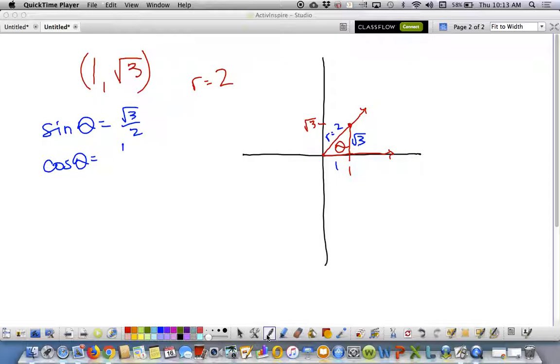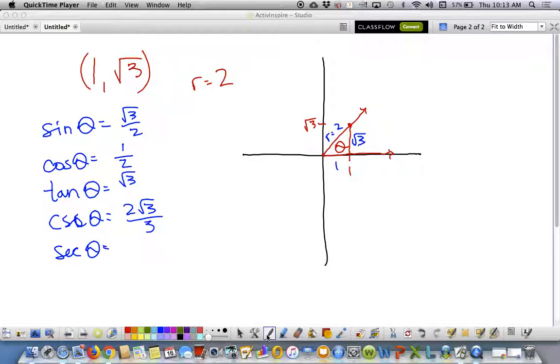1 over 2. Tangent theta. Square root of 3, simply square root of 3 over 1. What about cosecant theta? Square root of 3 over 3. That was a good one. You had to rationalize. I like that. Good job rationalizing before you give it to me.